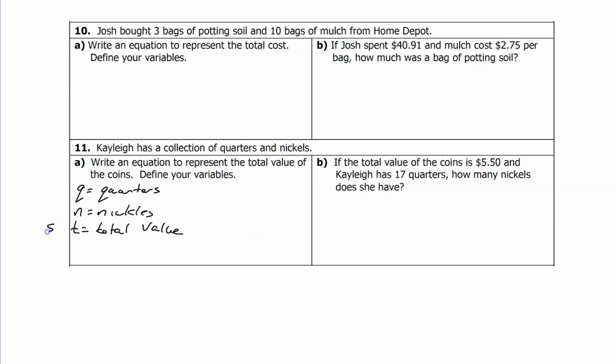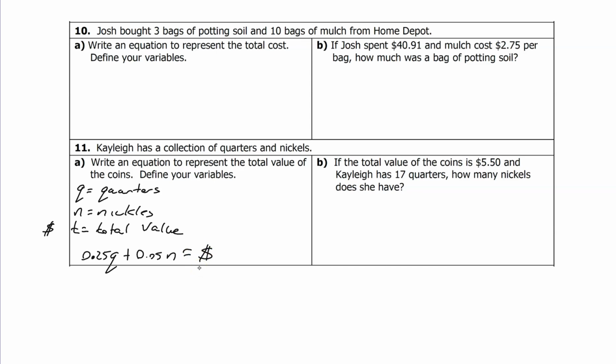If you wanted to, we can even use a dollar sign. Let's use a dollar sign for that, okay? That's our variable. So we know that for every quarter, it's equal to 25 cents. So 0.25 Q, every 25 cents times the number of quarters, plus, what is a nickel worth? That's 5 cents. So every 5 cents, we multiply by the number of nickels. And that's going to equal our value.